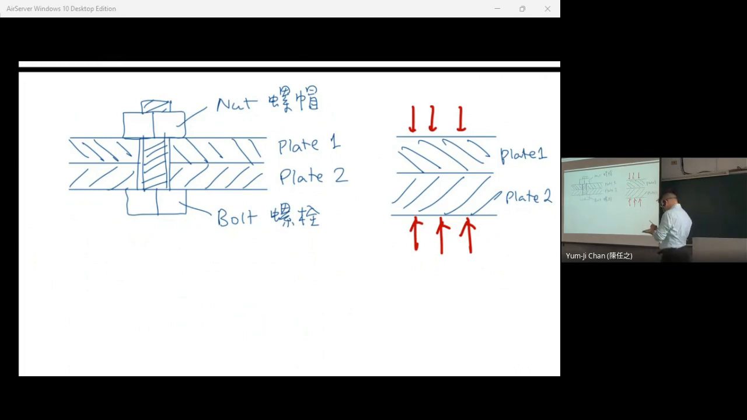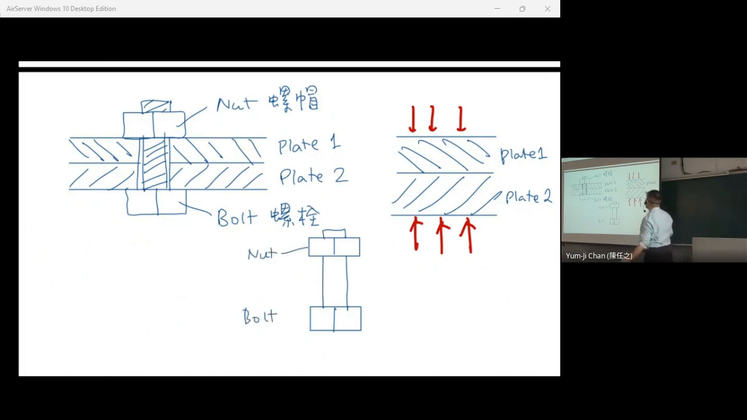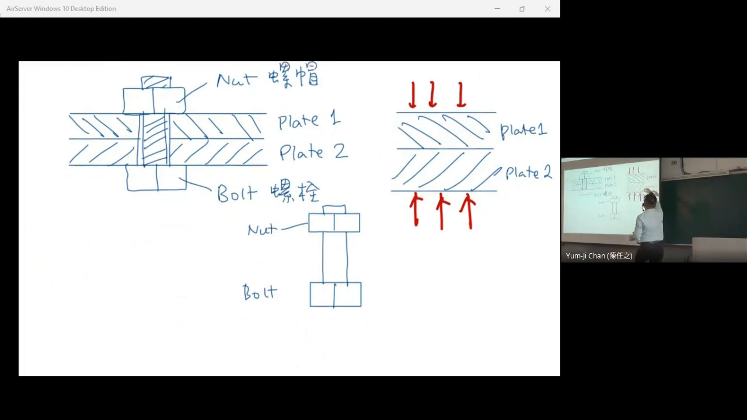So now we look at the bolt and nut. If the bolt and nut act with compression onto the plate, what is the reaction from the plate to the bolt and nut? This is compression, so this is tension.